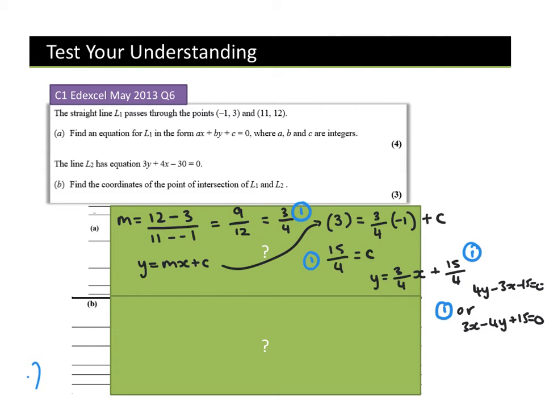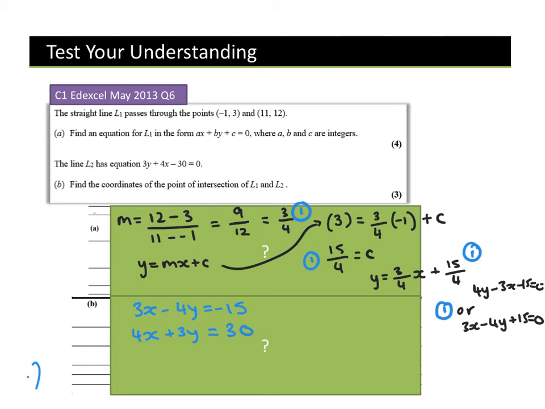4x minus 30 equals 0. Find the coordinates of the point of intersection of L1 and L2. So I'm going to rewrite L1. 3x minus 4y equals negative 15. And then I'm going to get 4x plus 3y equals 30. Okay? Now, again, you could have written this a slightly different way.